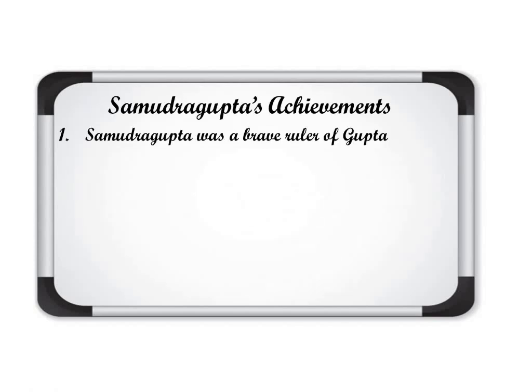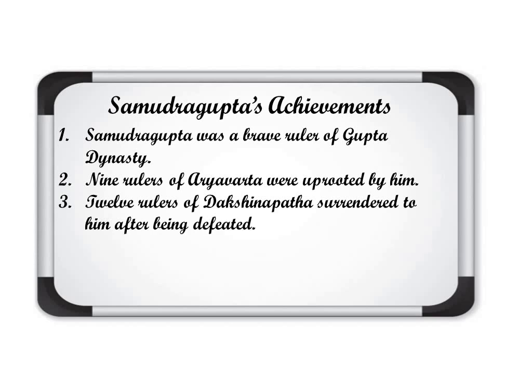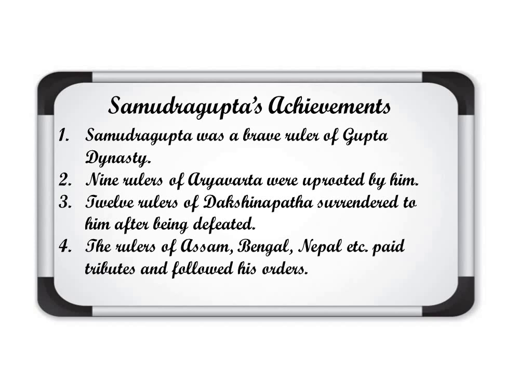Now let's see the same here. Samudra Gupta's achievements. Samudra Gupta was a brave ruler of Gupta dynasty that we have covered. 9 rulers of Aryavarta were uprooted by him. In the map also we had seen the area where these 9 rulers were ruling; they were uprooted by Samudra Gupta. 12 rulers of Dakshinpatha surrendered to him after being defeated. Surrender means that they just came to Samudra Gupta. Number 4, the rulers of Assam, Bengal, Nepal, etc. paid tributes and followed his orders. They are in the inner states that we have discussed in the map.